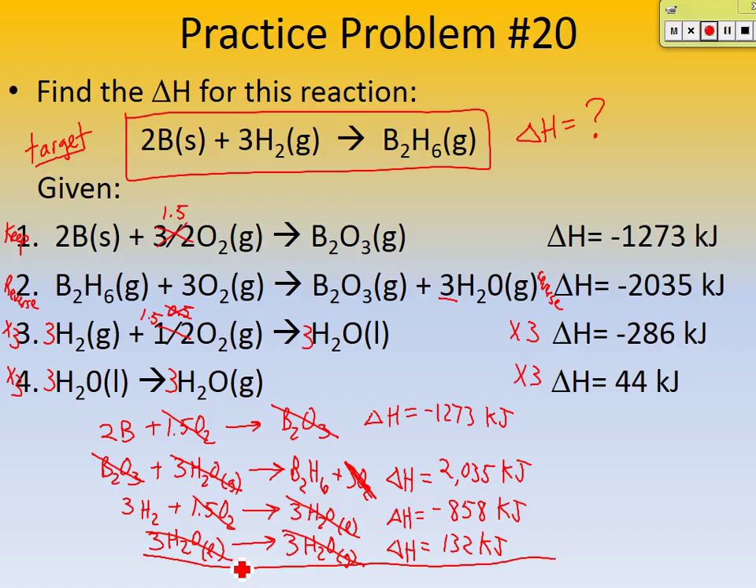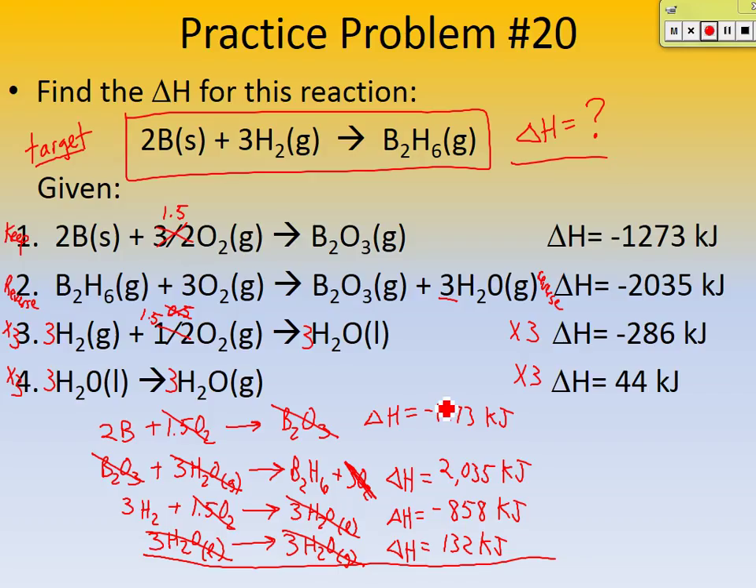Let's see what's left. 2B. 2B, that's okay. What else is on the left? The 3H2. 3H2, that's good. That's everything on the left, right? Now on the right, what's left? It's just the B2H6. So we did everything correctly. We did form our target equation. Now, is that our answer? No, what we wanted to know was what the delta H value was.